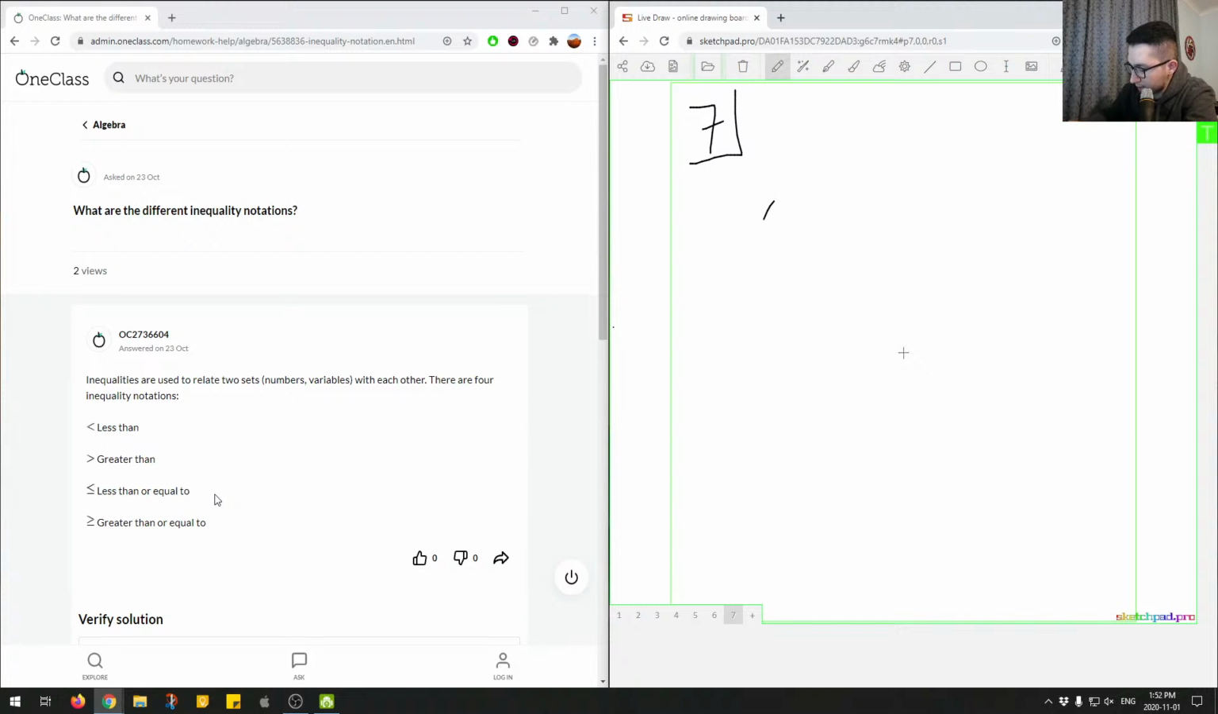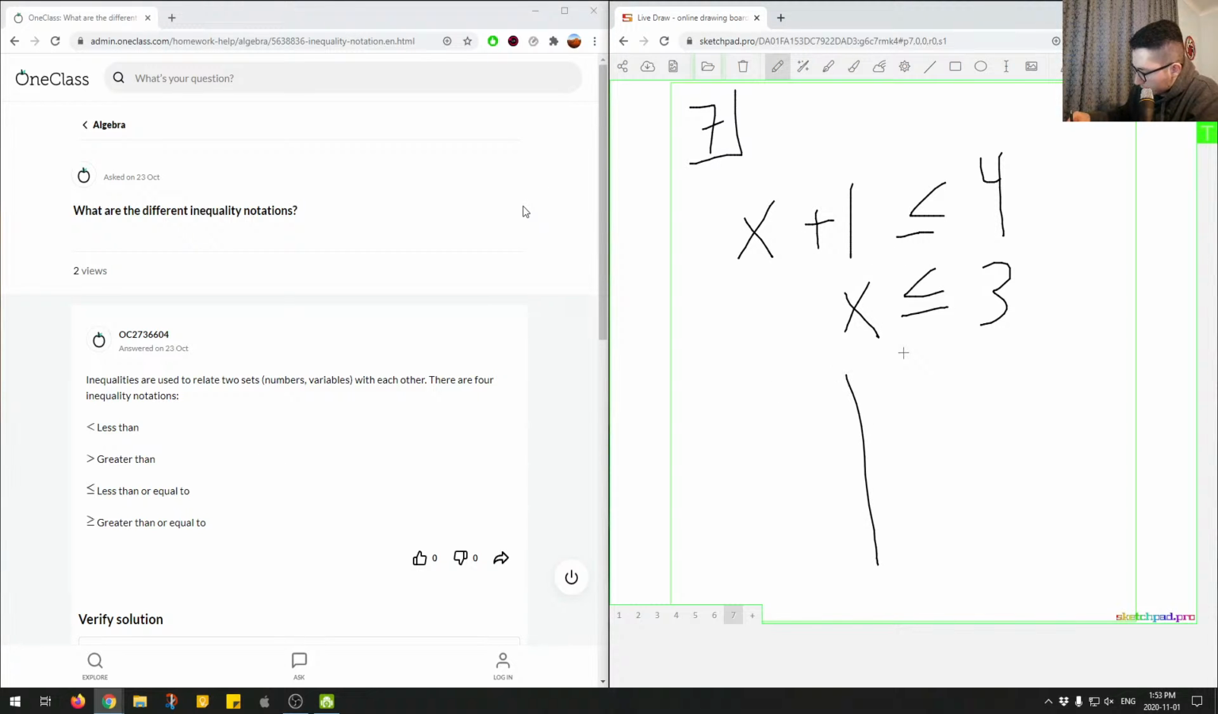So you'd have, let's say, an expression like x plus 1 is less than or equal to 4. And solving for this, you'd have x is less than or equal to 3, because you subtract 1 from both sides of the equation. And drawing this out, you'd have as follows.